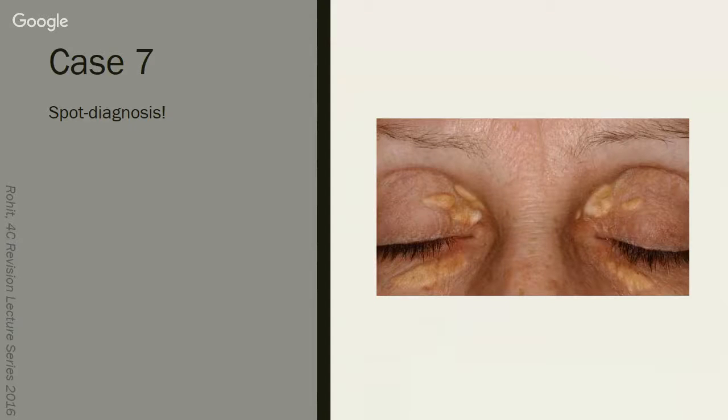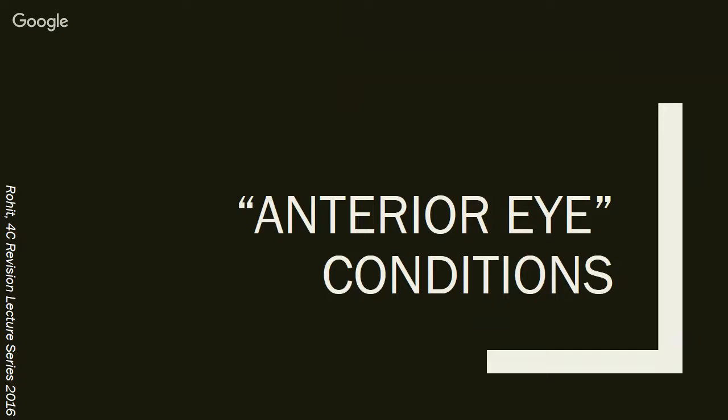Just a spot diagnosis, something you would have looked for in your cardio exam. Yeah, xanthelasma. Good. That's all we're going to talk about. It's boring. All right, anterior eye conditions.